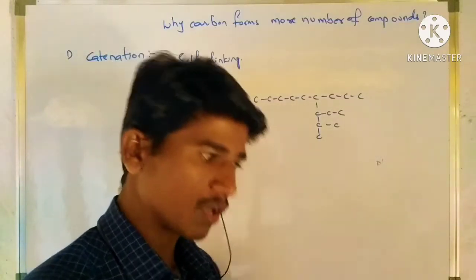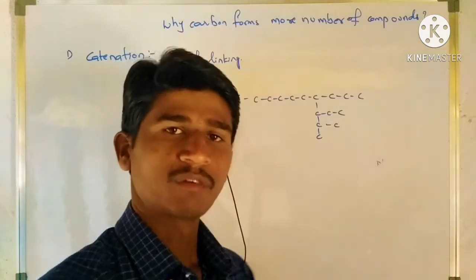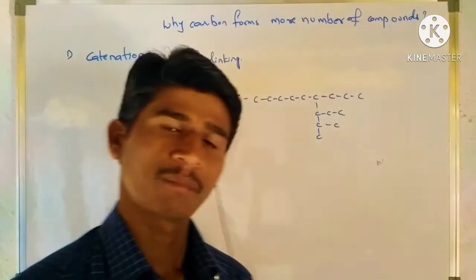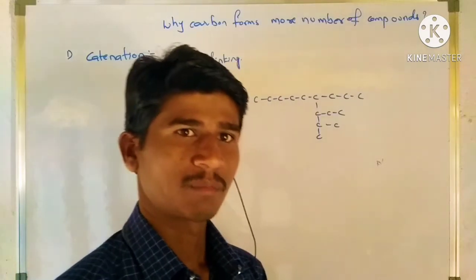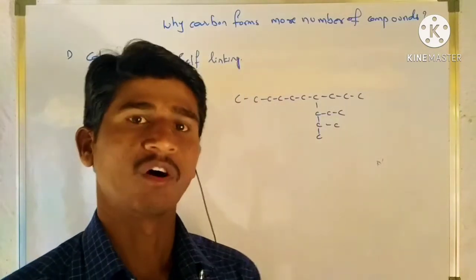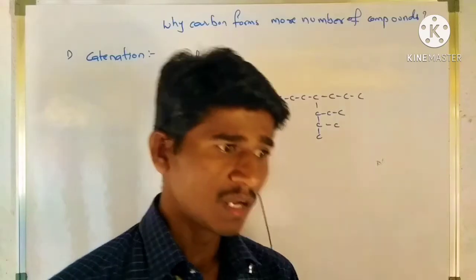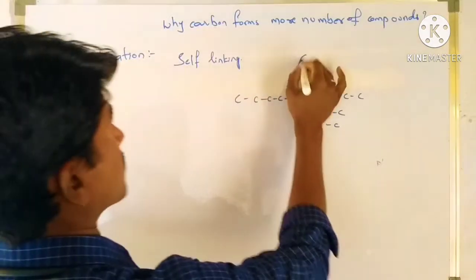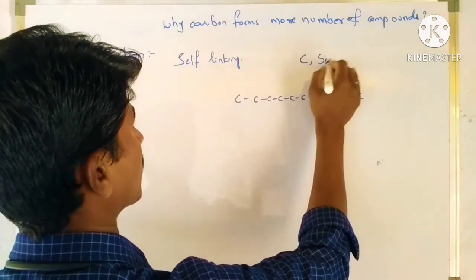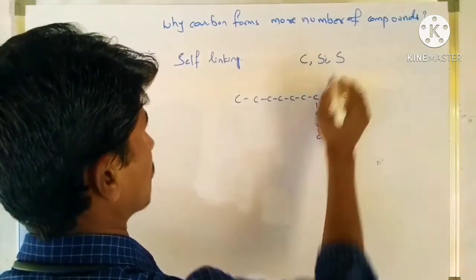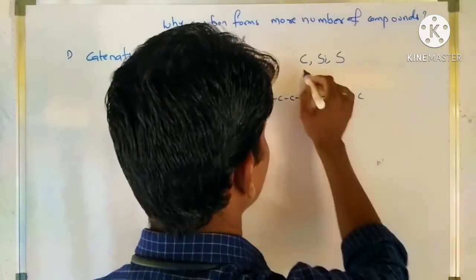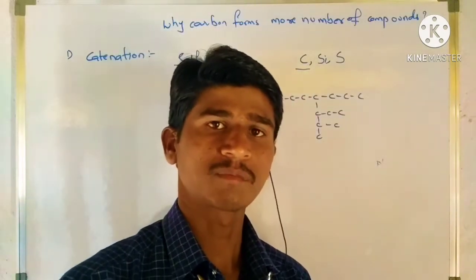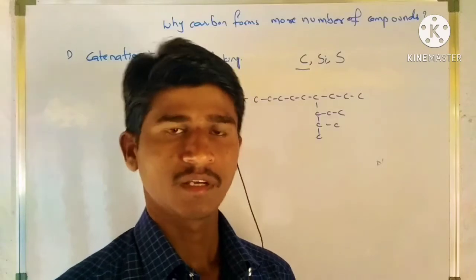When a carbon combines with another carbon, it forms such long chain-like structures. This is the catenation property. Due to this catenation property, carbon forms long chain-like structures. Catenation is observed not only in carbon, but also in silicon and sulfur. But among these, carbon has the highest capacity; the catenation property is much higher in carbon.